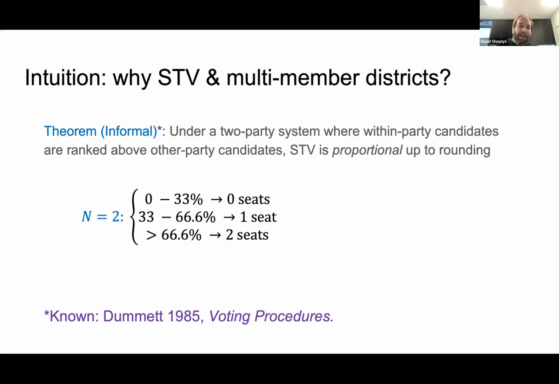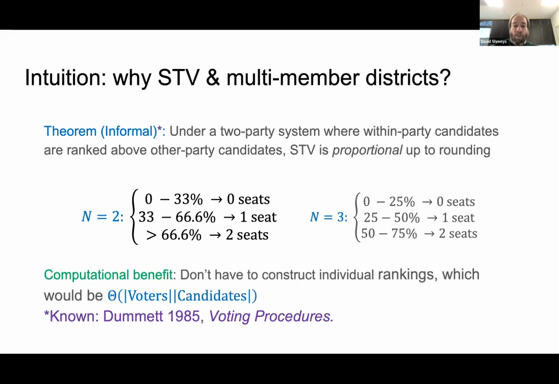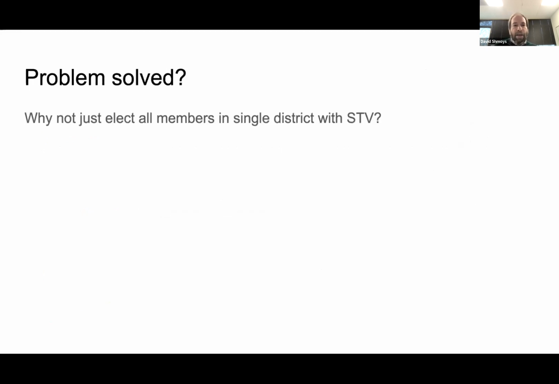And a rather simple, folklore theorem is that if you have a 2-party system and you assume that there aren't intra-party issues, single transferable vote ensures that the ultimate outcome is roughly in line with being proportional. A computational benefit of all this is that there are ways of implementing it where you don't need to go over individual rankings, and you can handle this in a computationally efficient manner.